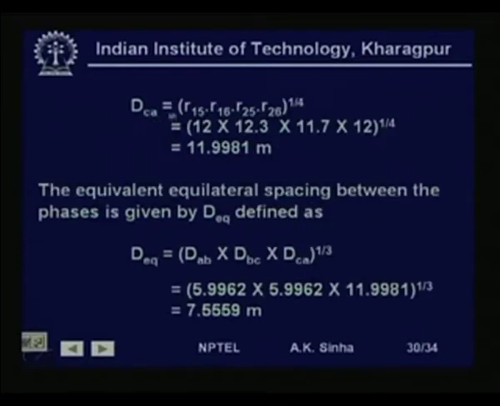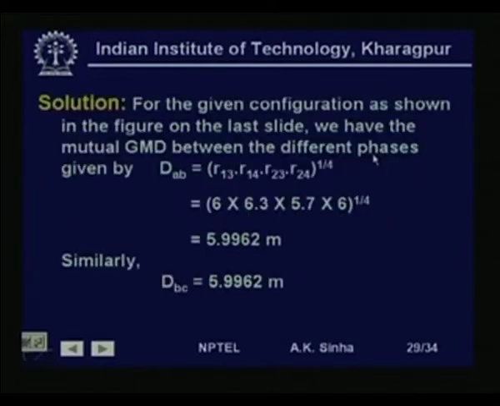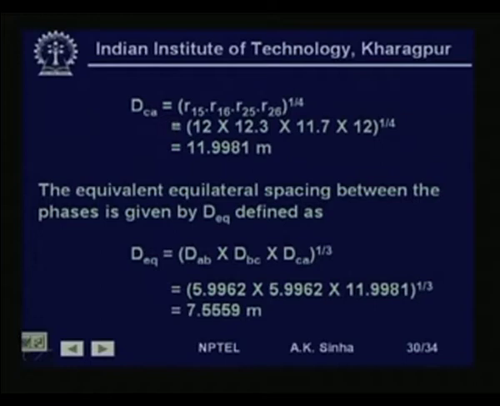But for D_CA, if we look at this between C and A, then we have the distances 1 to 5, 1 to 6, 2 to 5 and 2 to 6. Therefore, D_CA is equal to the fourth root of R15 into R16 into R25 into R26, that is equal to 12 into 12.3 into 11.7 into 12, and the fourth root of that is 11.9981, which is very near to 12 meter.